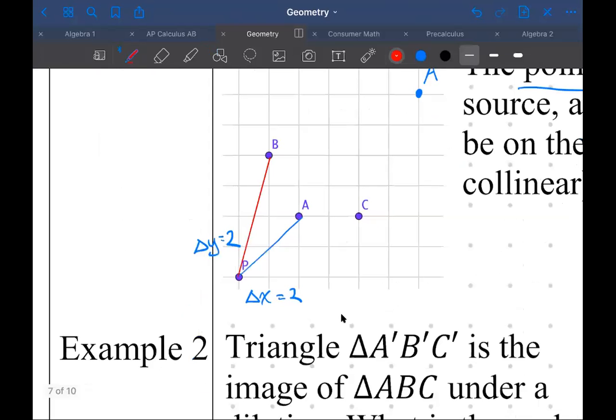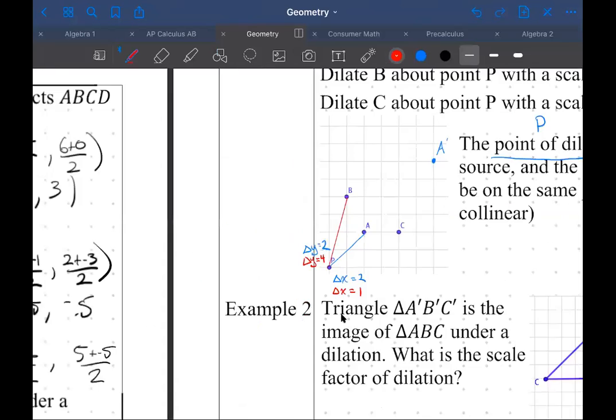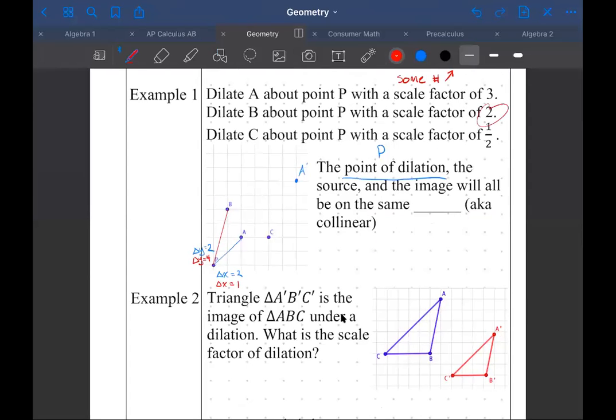But my change in X for red now is 1. I'm just going 1 right. And my change in Y here, I'm going up 1, 2, 3, 4. So change in Y is 4. All of those are going to be multiplied by our scale factor, which is 2. So try that on your own. I'll give you guys like 30 seconds and then I'll do it.